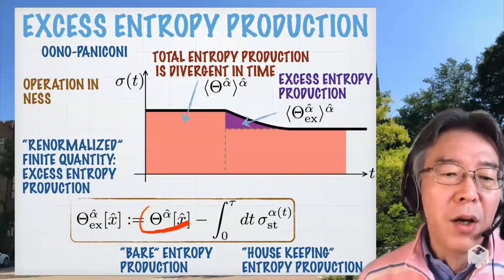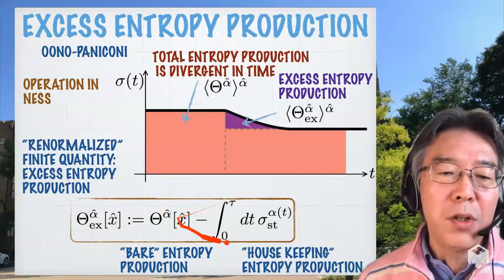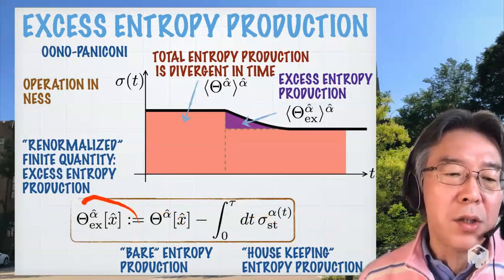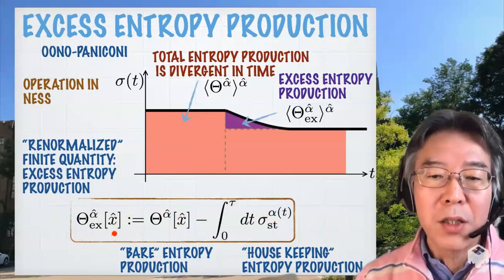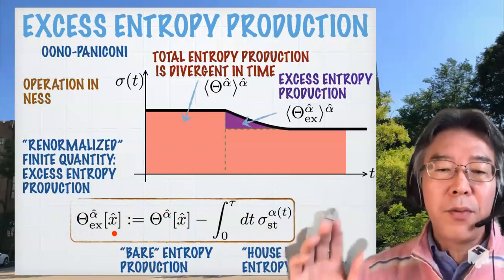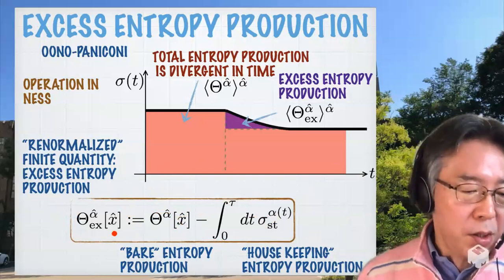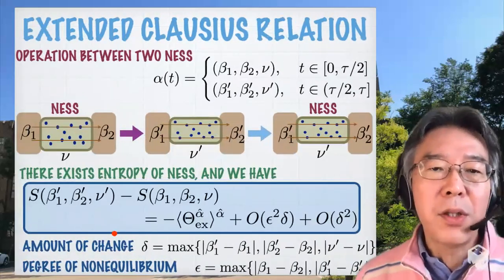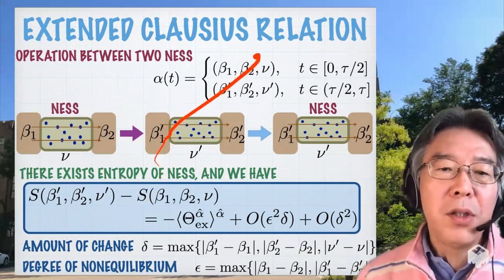Okay, this is a divergent quantity. You subtract another divergent quantity, which you can determine from your parameter, and then you are left with this excess quantity, which reflects the relaxation process of the system. And then, yes, we do have extended Clausius relation. So this is our protocol.